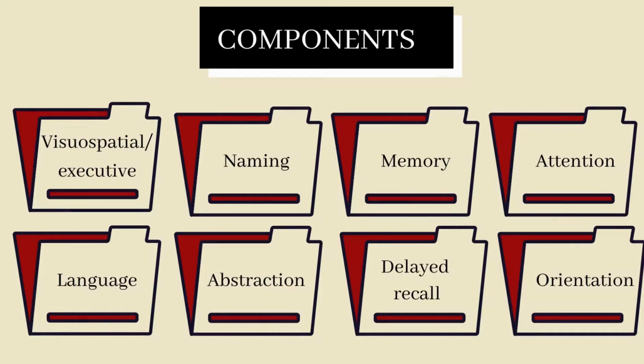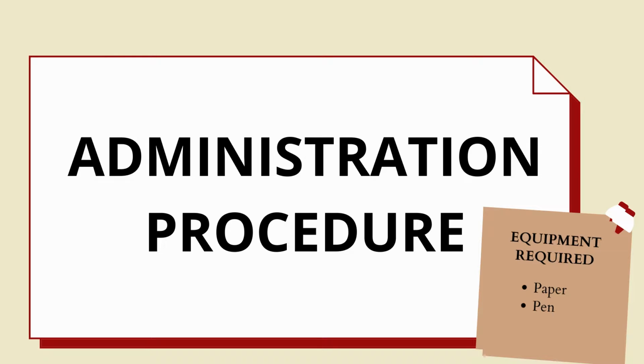MoCA assesses only one cognitive domain, which has a total of 8 components and 13 items. The components are visuospatial or executive, naming, memory, attention, language, abstraction, delayed recall, and orientation. For the administration procedure, we need a piece of paper and a pen.